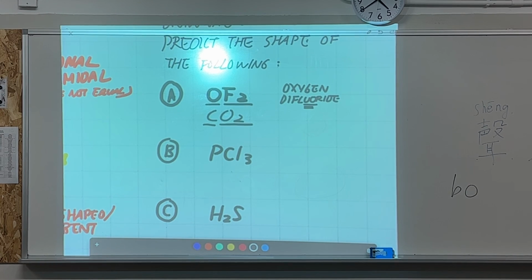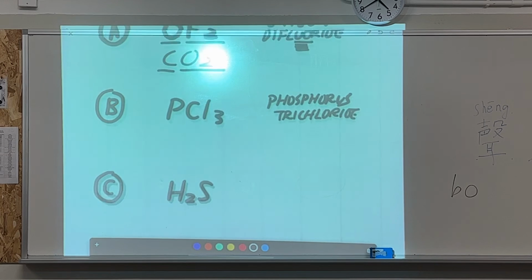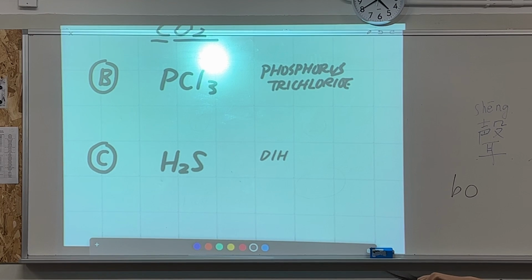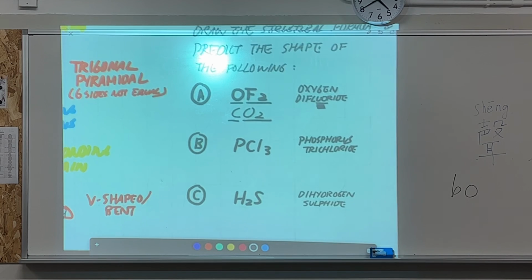I still see a lot of students spelling this word wrong. It's fluor, F-L-U-O, not F-L-O-R. I see so many spellings like that, you open my mind. There are so many different spellings of the same word. Don't spell it wrong, please. So difluoride. What about this one? Phosphorus trichloride. And dihydrogen sulfide.